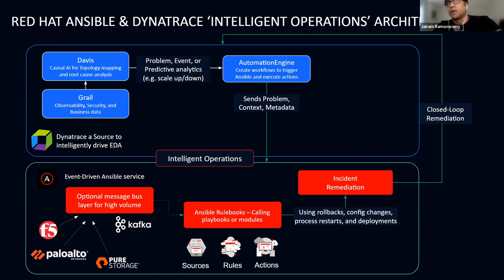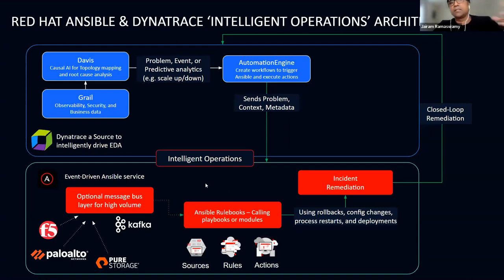Then, reaching out to Ansible and saying, hey, there's a problem, and this is where the metadata of the problem and context related to the problem is sent across to the EDA server, which is on the other side, listening to all these events coming from Dynatrace. And then you have the option of using Enterprise Message Bus. That's if you have thousands or millions of events occurring in your environment, and you can route them through one of your message buses, which would be Kafka, and using load balancers like F5, Vault, or Pure Storage.